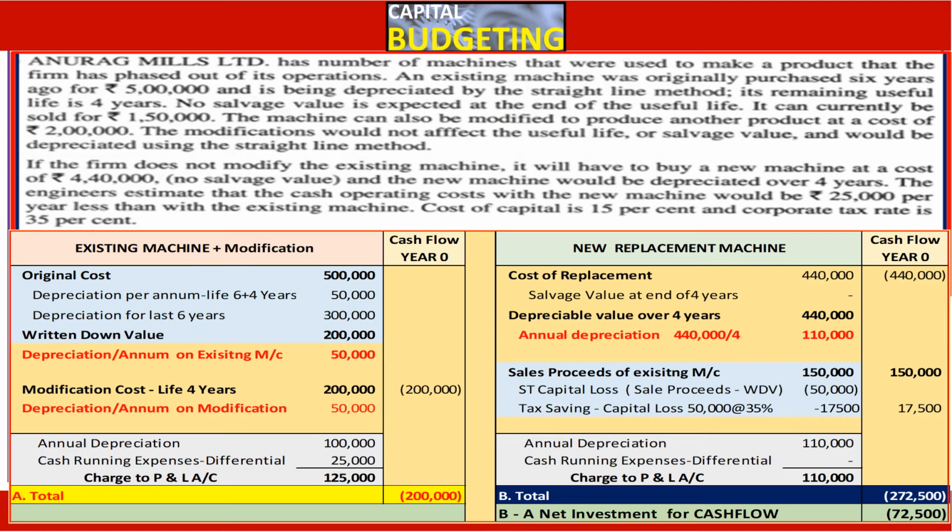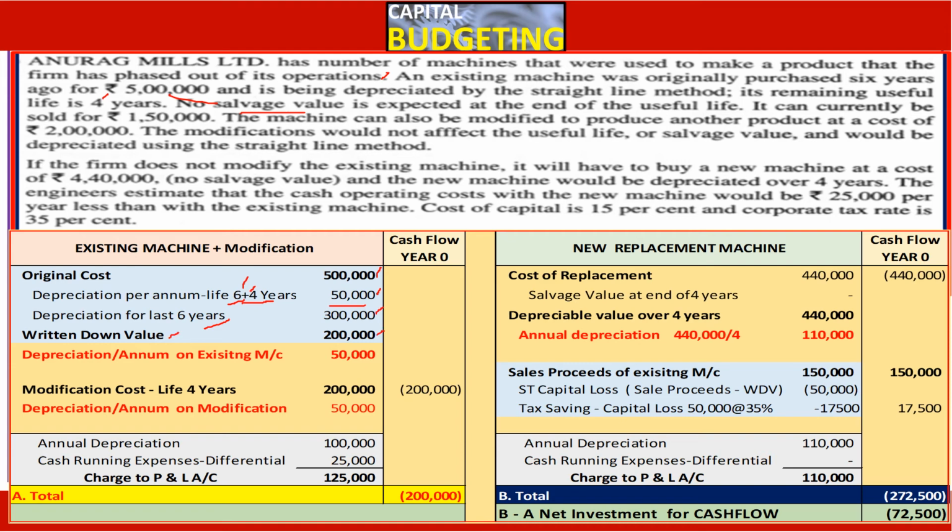Anurag Mills Limited has a number of machines that were used to make a product that the firm has phased out of its operation. Fair enough, it is an old machine. An existing machine was originally purchased 6 years ago, and its original cost was 5 lakh rupees. It is being depreciated by the straight line method and its remaining useful life is 4 years, meaning 6 years gone, 4 years balance, so it has to be depreciated over 10 years and it doesn't have salvage value, and therefore 5 lakhs has to be recovered over 10 years. Annual depreciation is 50,000. 6 years completed, 50,000 into 6, 3 lakhs. Therefore, the written down value as of today is 2 lakhs.